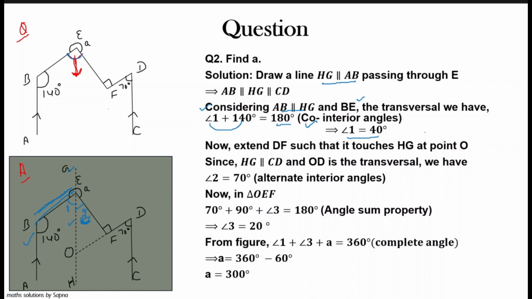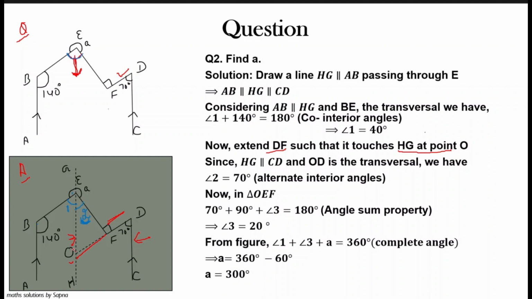Let me first clear the screen a little. Okay, let's have a clear picture now. So what I'm doing is I'm extending line DF such that it touches HG at point O. Let's focus on the diagram. This DF was there up till here only. Now since we have a parallel line HG, that dotted line, parallel to CD, I can easily extend this DF. I've extended it such that it touches point O.